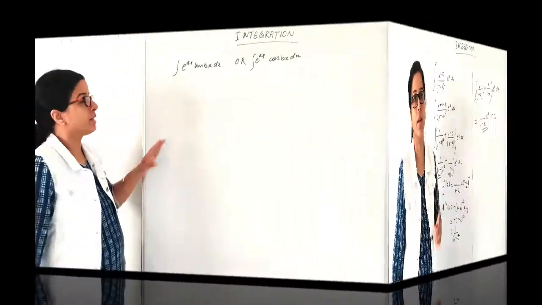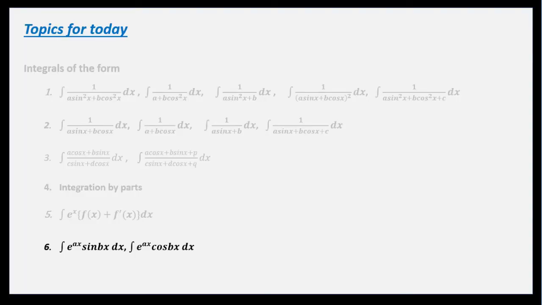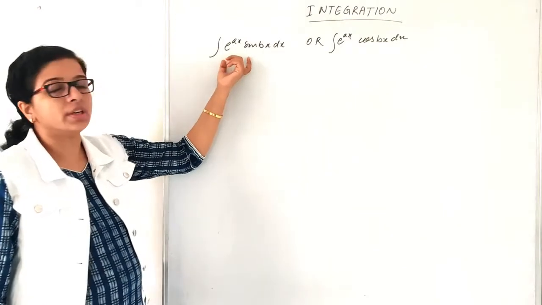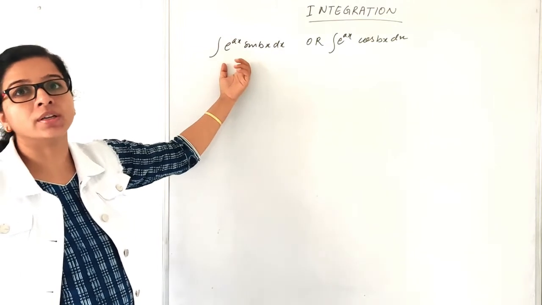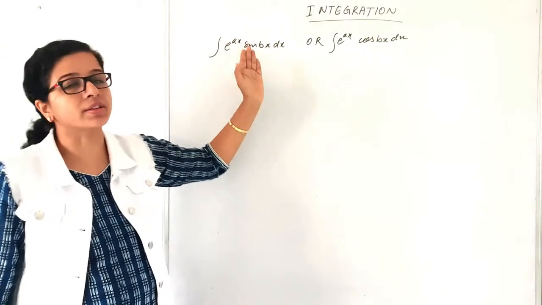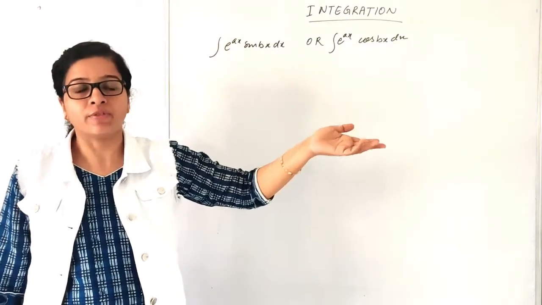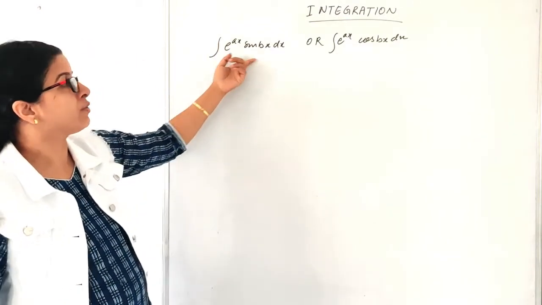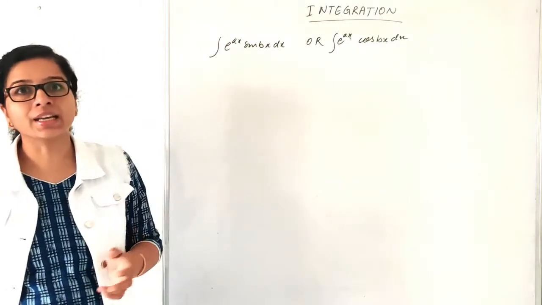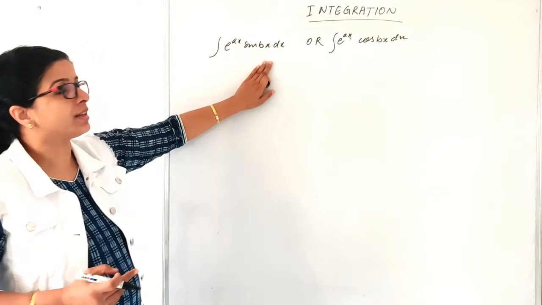Is that clear? So now next category is e to the power ax sin bx dx or e to the power ax cos bx dx. Now students, in these both integrands, none of the terms is going to vanish, right? Say for example, with e^x, if I have x square, it will vanish after 2 differentials, but here none of the terms is going to finish off or vanish. So in that case, we cannot use directly the ILATE formula, right?